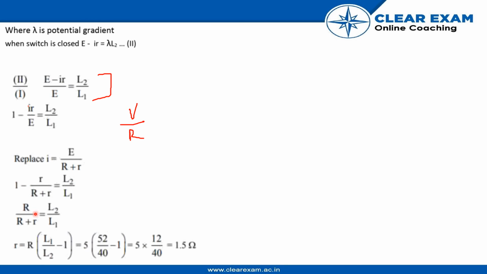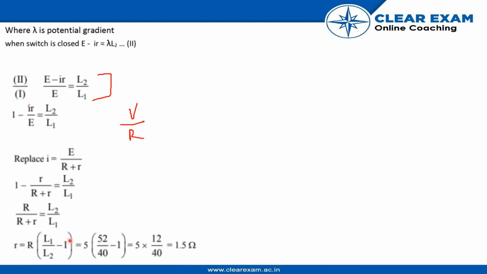Now we take LCM here, and the solution is R upon R plus r is equal to L2 upon L1. We cross multiply, right, and find the resistance. We need to find small r, right? We'll cross multiply and take the capital R on the other side. It would give us the equation r equal to R into (L1 upon L2 minus 1).